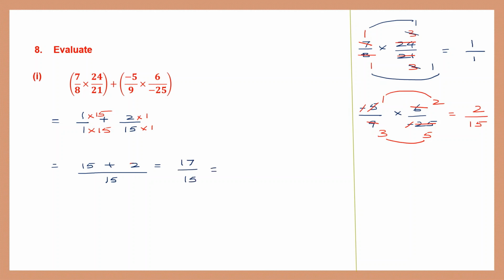Now this is an improper fraction. Let's convert it to a mixed number. So 17 divided by 15. 15 1s are 15, 17 minus 15 is 2. Now make this a mixed number. So we write 1, 2 by 15. So what's our answer? 1, 2 by 15.